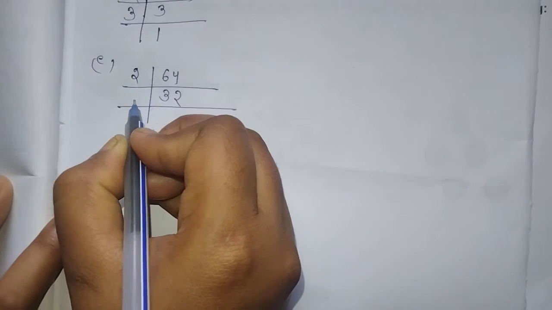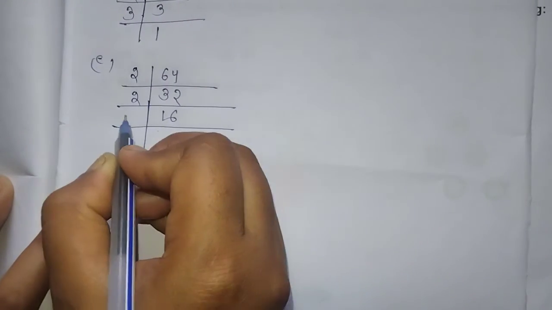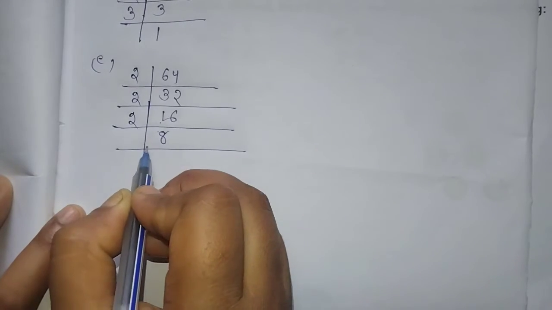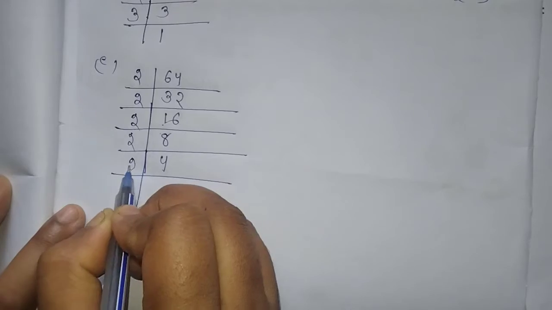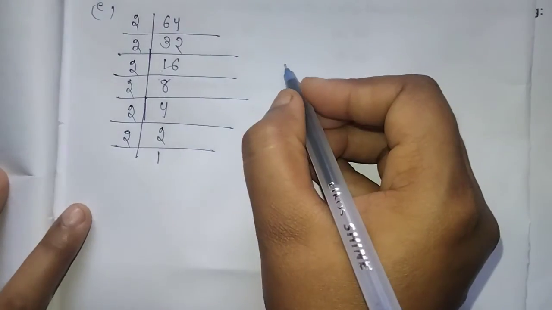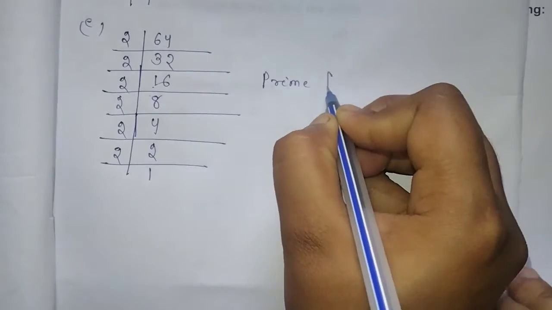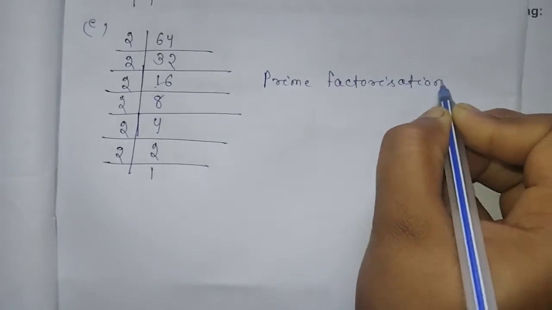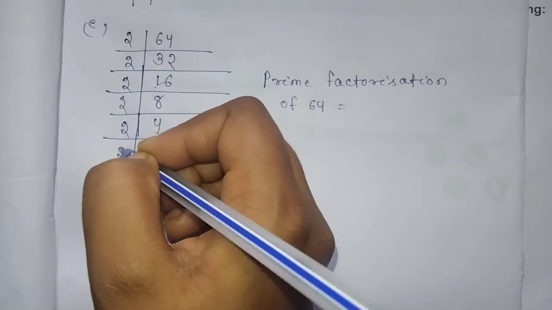Then we divide 32 by the prime number 2. 2 1 is 2, 2 6 is 12. Then we divide 16 by the prime number 2. 2 8 is 16. Divide 8 by the prime number 2. Divide 4 by the prime number 2. Then divide 2 by the prime number 2. So prime factorization of 64 equals 2 into 2 into 2 into 2 into 2 into 2.